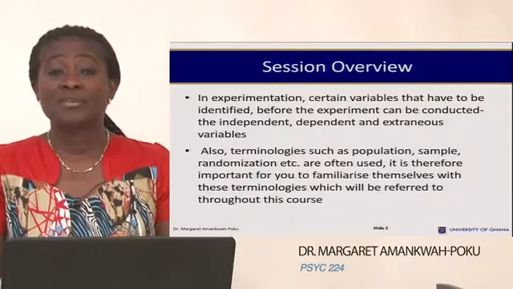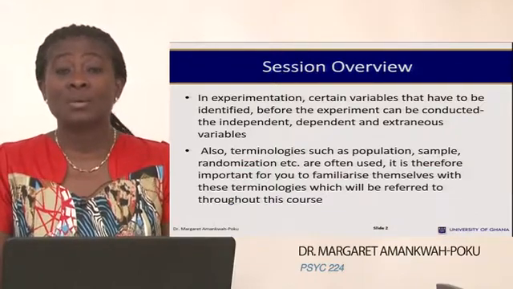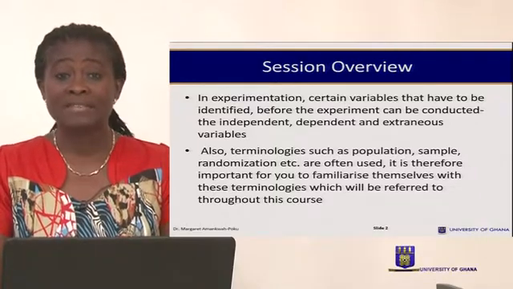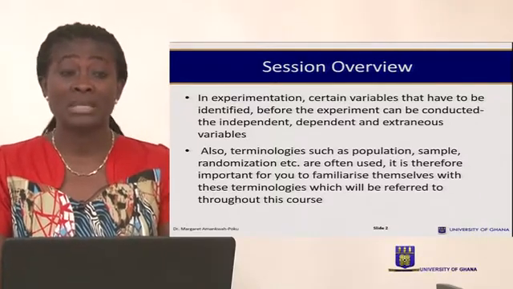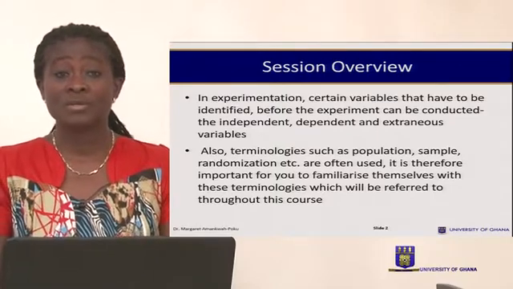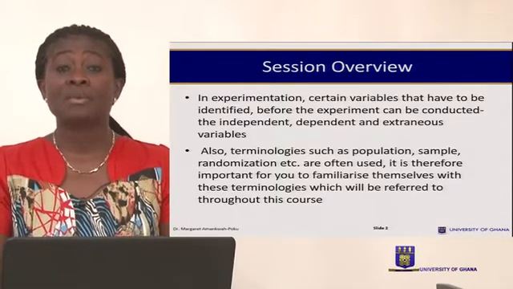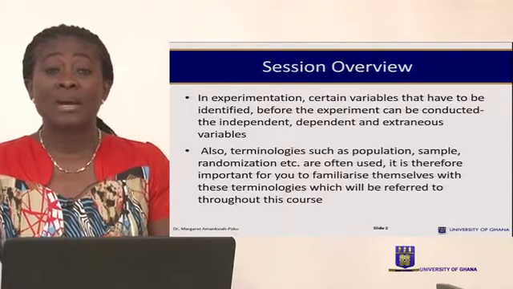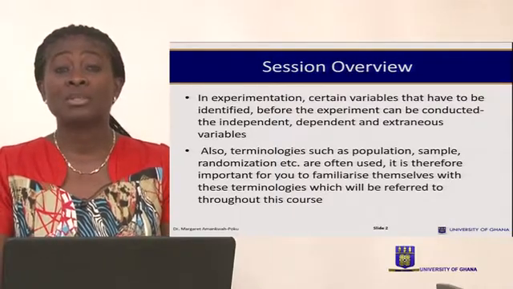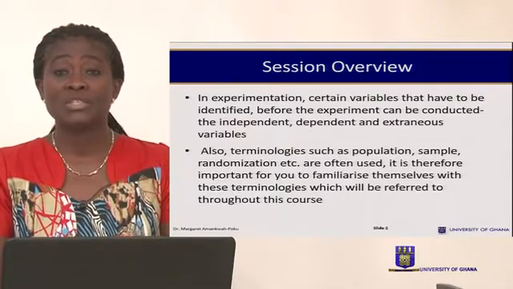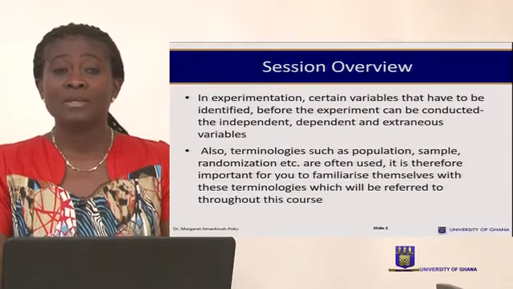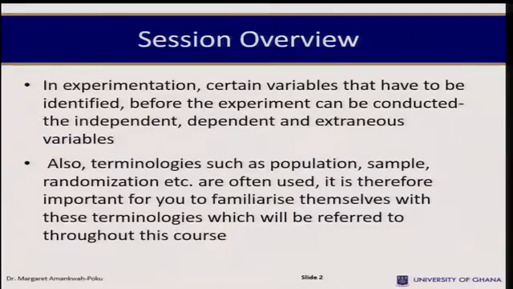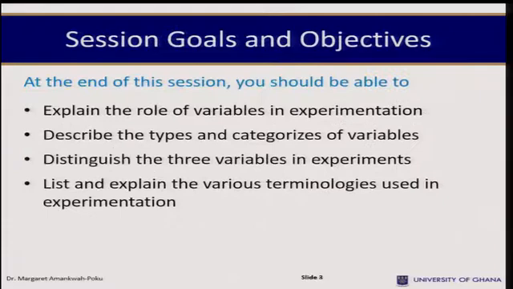I mentioned in the previous session that when you are conducting research, there are 3 important variables that you have to identify, which is the independent variable, the dependent variable, and extraneous variables. So these are the variables I'm going to define in this session. And then the second part, I will talk about the terminologies that are used in experimentation. And these are terms that you have to familiarize yourself with because you hear them every now and then.